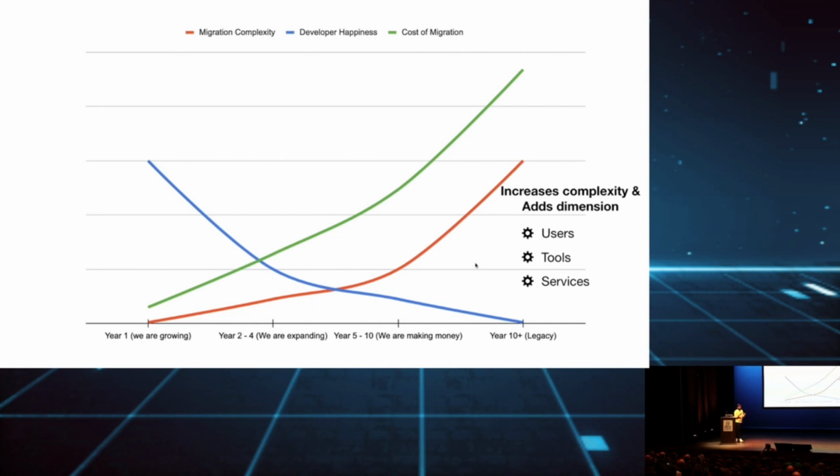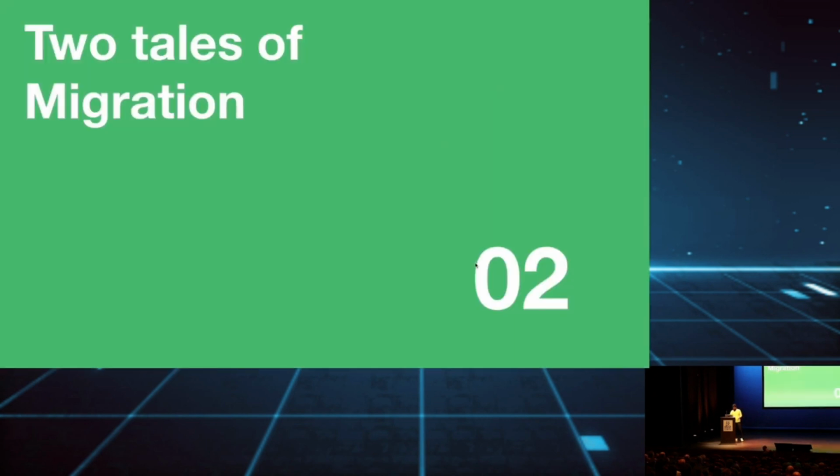And there are multiple other dimensions too. For example, the users, the tools, the services that you're using, and all those things add complexity and a dimension to the problem. So this graph actually gets multiplied by all those factors that we are factoring in. So it is very difficult to do migration. And yeah, with that, I'm going to the next stage of the presentation, two tales.